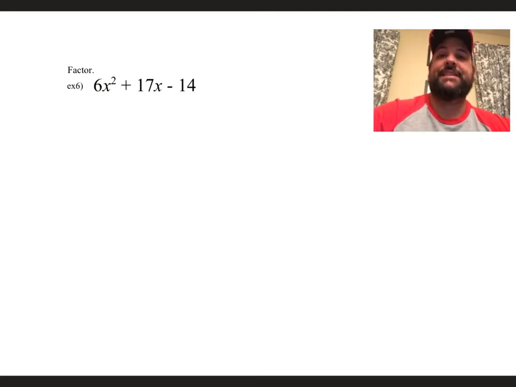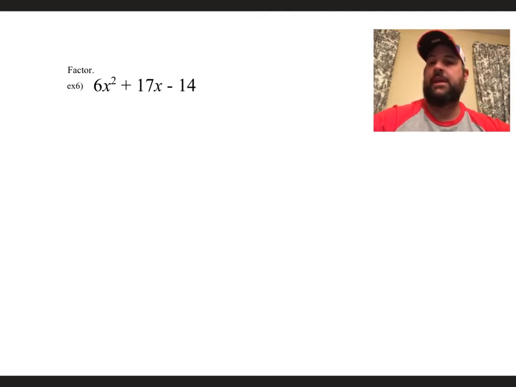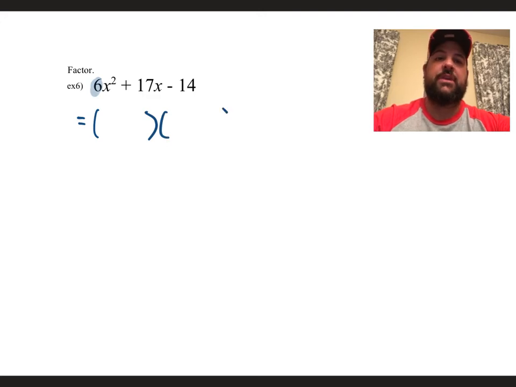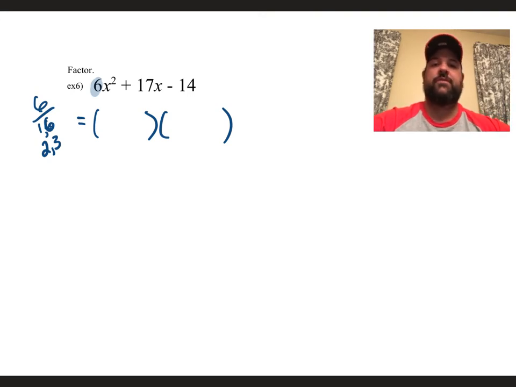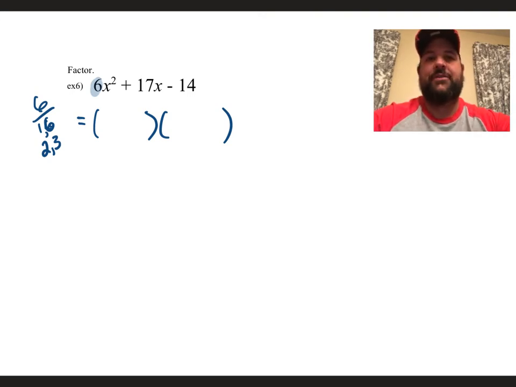All right, we're at the last example here, number 6. We have 6x squared plus 17x minus 14. Again, the problem that we have here is this 6. And just like the last example, it's no longer just going to split up into 6x and x necessarily, because 6 has factors of 1 and 6 or 2 and 3. So in this case, last time I started with 1 and 4 and it didn't work out, maybe I'll try 2x and 3x in this case.